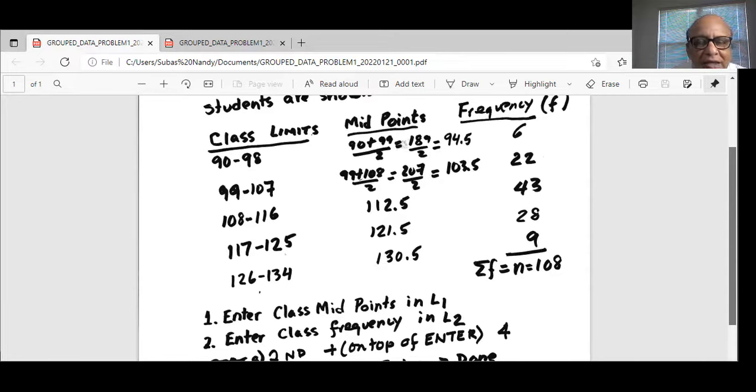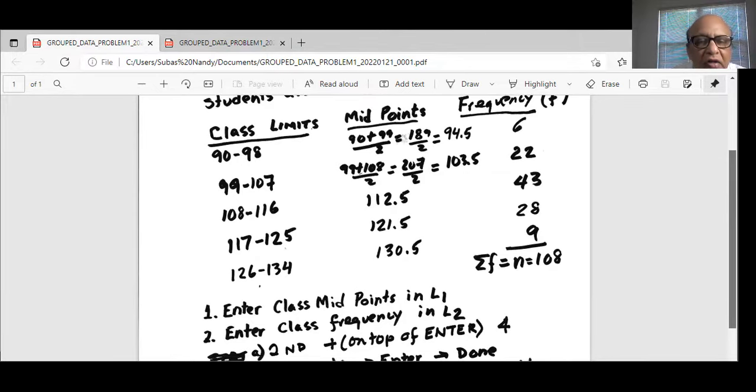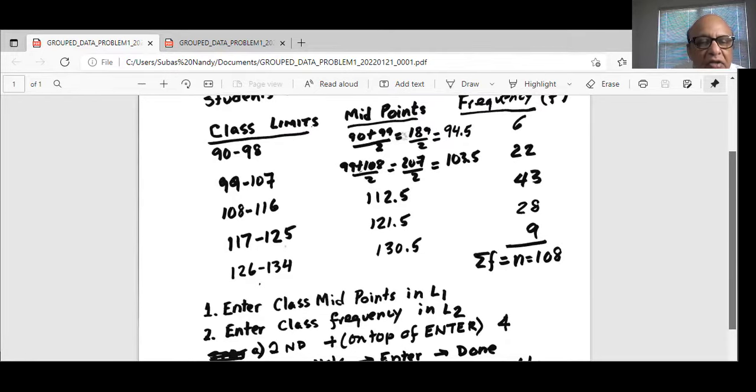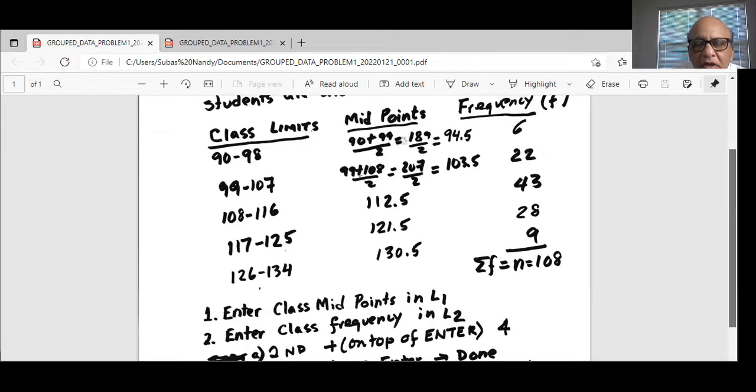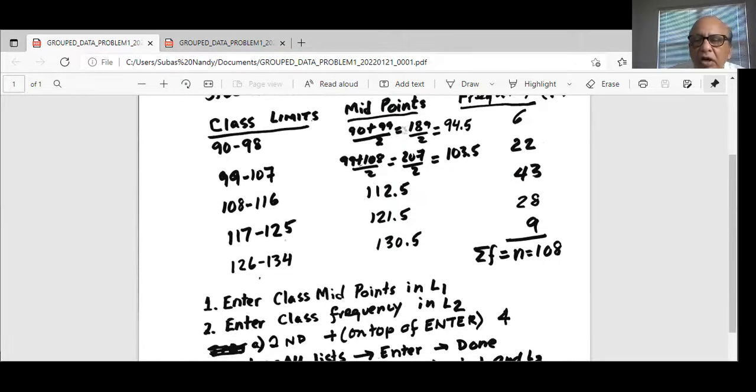So I keep on adding 9 to get the midpoint of the third class. 103.5 plus 9 is 112.5, the midpoint of the third class. The midpoint of the fourth class is 112.5 plus 9, which is 121.5, and the midpoint of the fifth class is 121.5 plus 9, 130.5. So we need this midpoint information, and we need the frequency in each class. So how do I work with this data in the calculator?